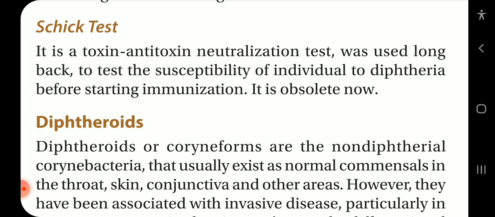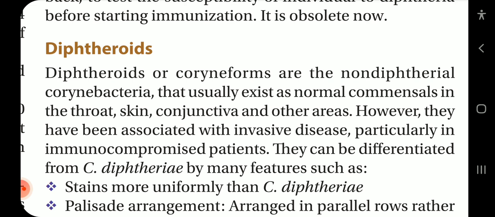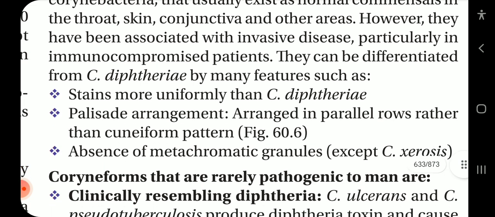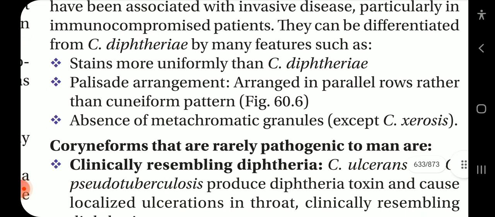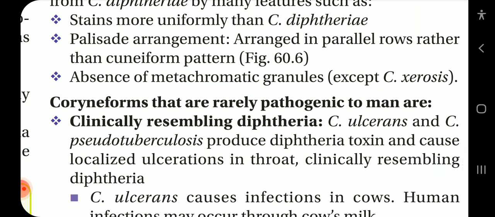Diphtheroids or coryneforms are the non-diphtherial Corynebacteria that usually exist as normal commensals in the throat, skin, conjunctiva, and other areas. However, they have been associated with invasive disease, particularly in immunocompromised patients. They can be differentiated from Corynebacterium diphtheriae by many features such as: they stain more uniformly than Corynebacterium diphtheriae, palisade arrangement, that is arranged in parallel rows rather than a cuneiform pattern, and absence of metachromatic granules, except for Corynebacterium xerosis.